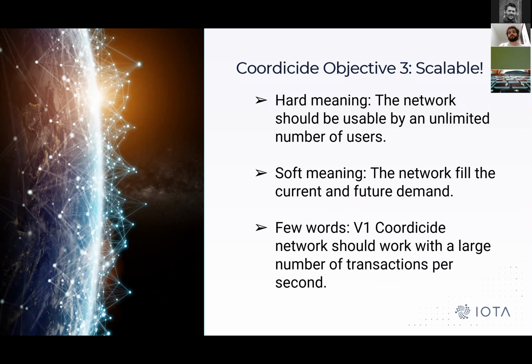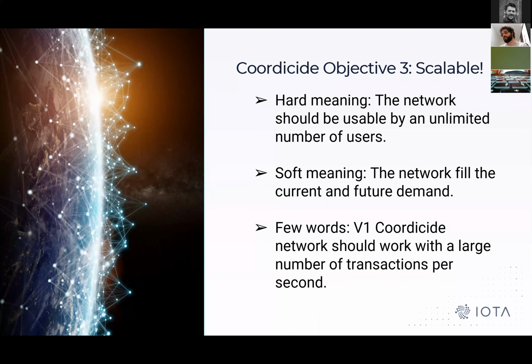Then let's go to the soft meaning. Soft meaning is, instead of having an unlimited number of users, let's say the network should fill the current and future demand. Of course, with future demand, we maybe need to increase our capacity for this. But in general, that's an easier way. In a few words, what the first version of Coordicide should do is be able to process a large number of transactions per second.